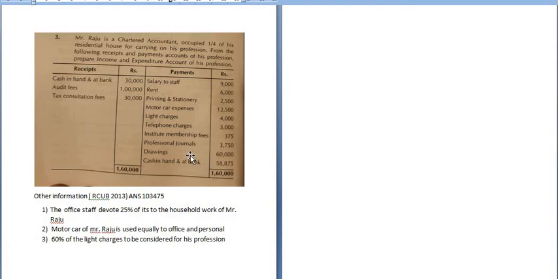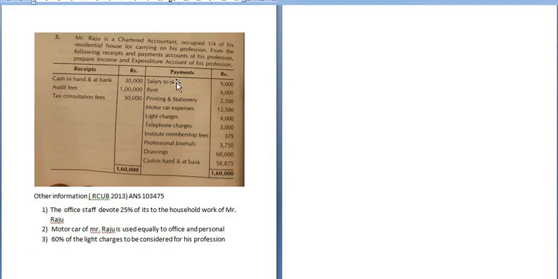Drawings goes to the personal balance sheet, and cash also goes to the balance sheet. Don't consider these two items. Next, cash at bank, again don't consider this because last year's closing balance is the opening balance. Audit fees is income, so it goes to the income side. Tax consultation fees is also income. So both the 1 lakh and the 30 are incomes. These two are the incomes.